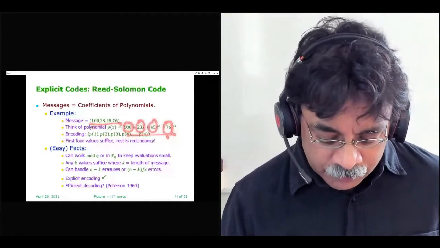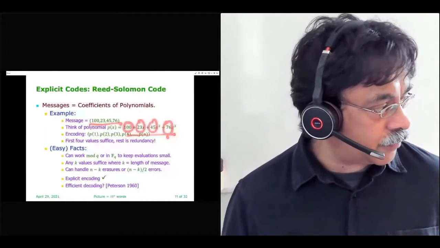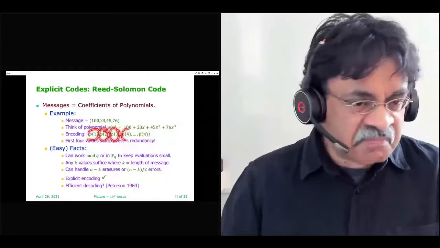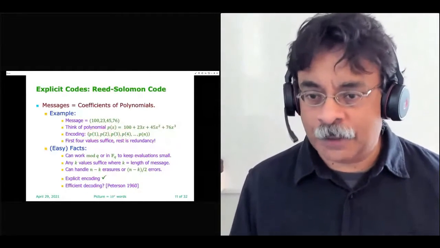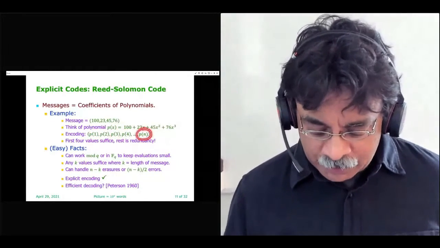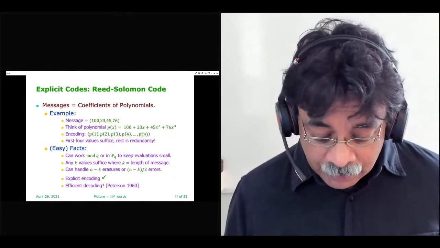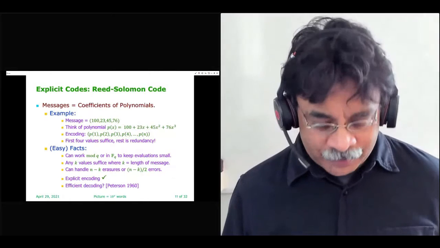Instead, what I'll do is I'll evaluate this polynomial on a bunch of points: p at 1, p at 2, p at 3, p at 4. I keep going till you get impatient with me and you ask me to stop. So n places, whatever n is. And why is this interesting? Why is this useful?